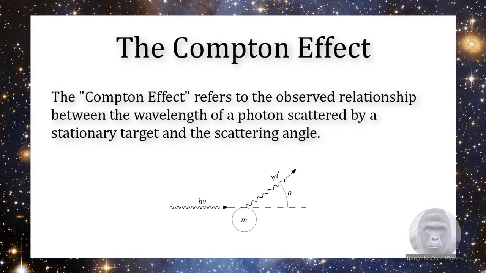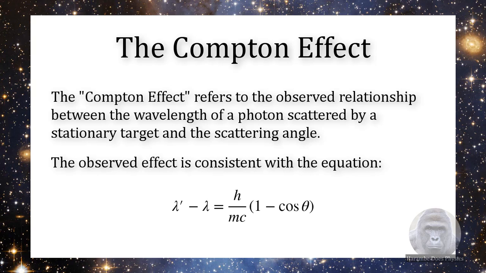The Compton effect refers to the observed relationship between the wavelength of a photon scattered by a stationary target and the scattering angle. The observed effect is consistent with the equation lambda prime minus lambda equals h over mc times the quantity 1 minus cosine theta.